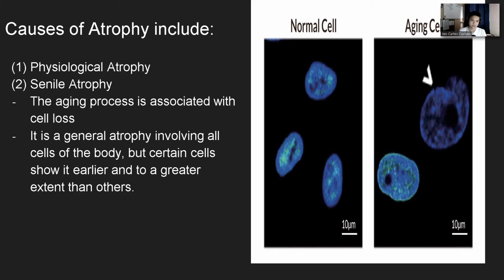Senile atrophy. The aging process is associated with cell loss. Senile atrophy is a general atrophy involving all cells of the body, but certain cells show it earlier and to a greater extent than others. For example, the testes and ovaries are among the first to show senile changes, where the testicles shrink as men age. And then, due to the aging process for women, atrophy of their ovaries is normal and it is very noticeable during the menopausal period.